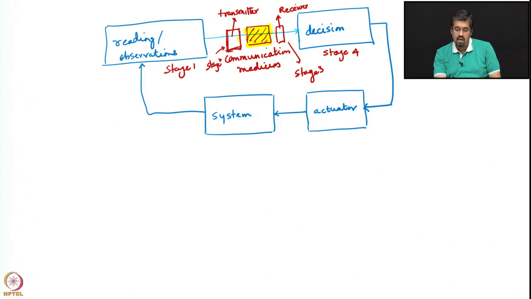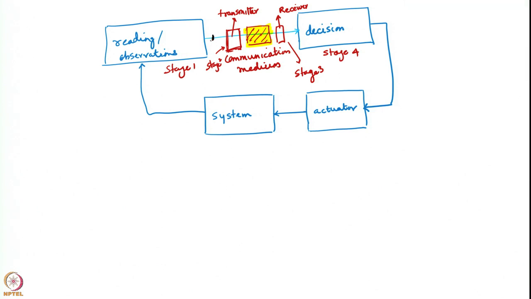Whatever comes into the communication medium gets corrupted by noise, and then what comes out is not what was sent into the communication medium. What the transmitter and receiver do is try to ensure that what the sensor wanted to send is what is received by the decision block. So they try to ensure that this end-to-end transmission happens in a noise-free manner. But this here is never noiseless.